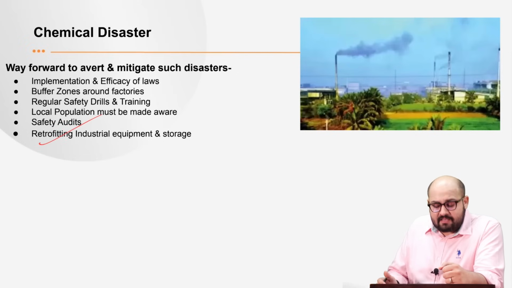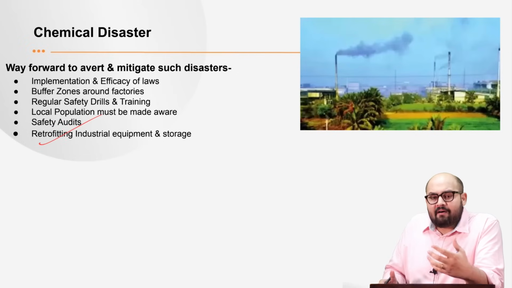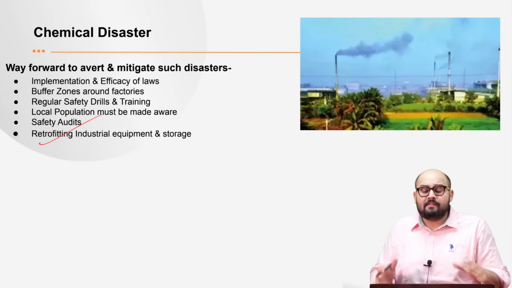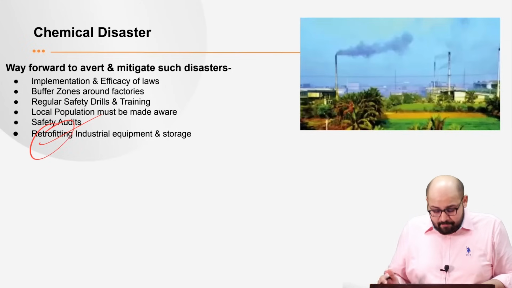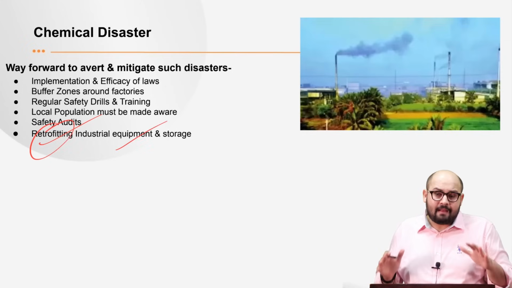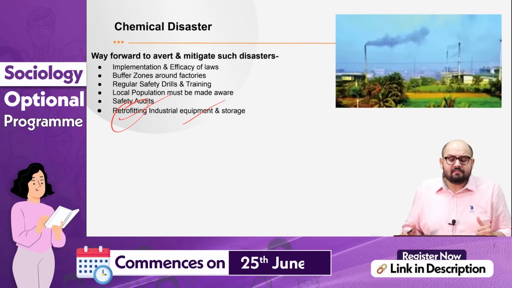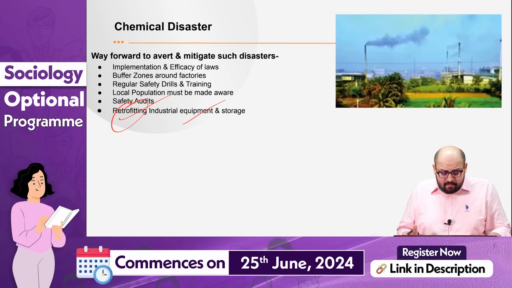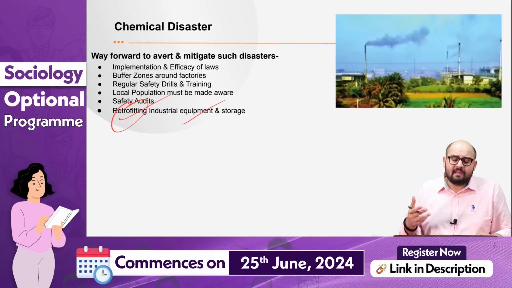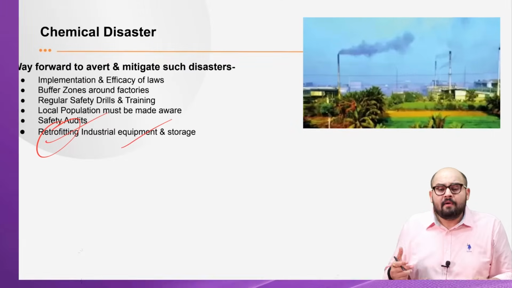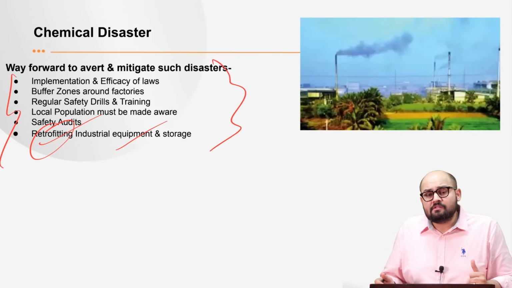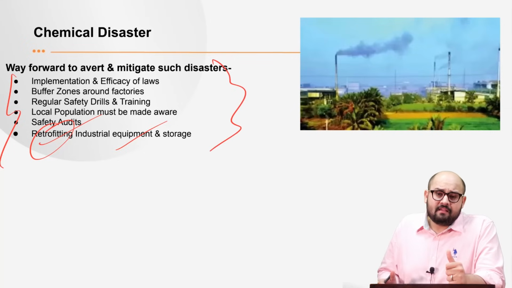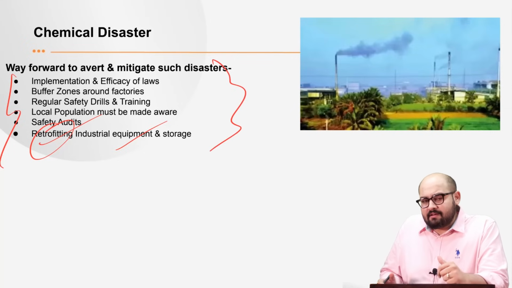Then retrofitting of industrial equipment. As I said, let's say you have an earthquake at a particular place. In order to protect the industrial equipment, pipes and storage systems, we need to have retrofitting, right? So that the equipment can be protected and there is no leakage of chemicals or other harmful materials. So what we see is that there is a need to actually implement laws in their proper form and to have a multi-stakeholder approach. Through all these suggestions, we can mitigate this menace of chemical disasters.